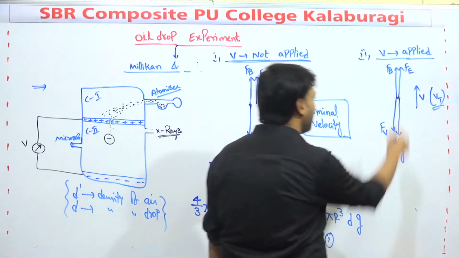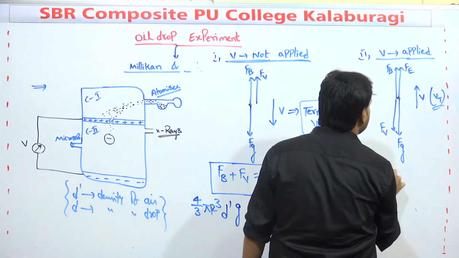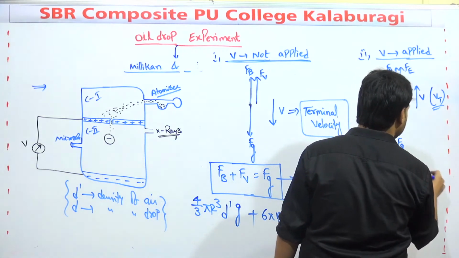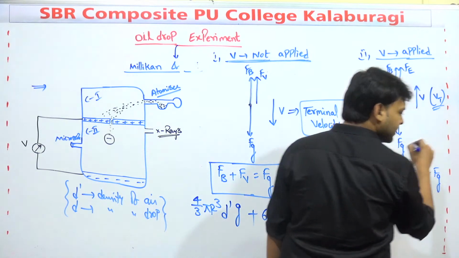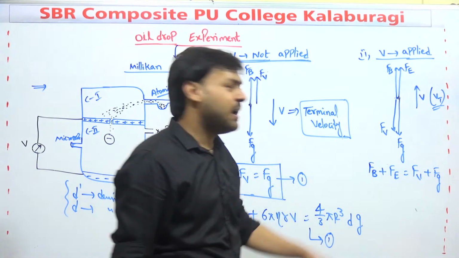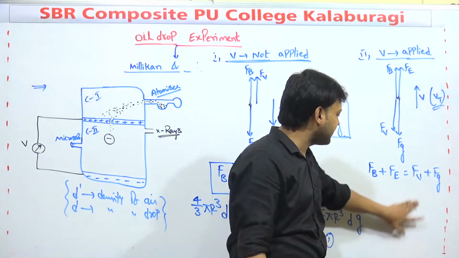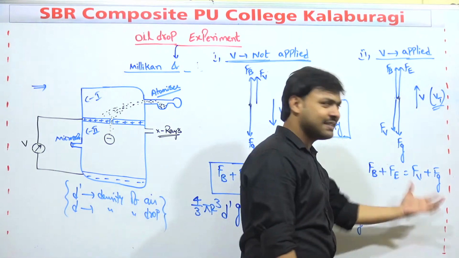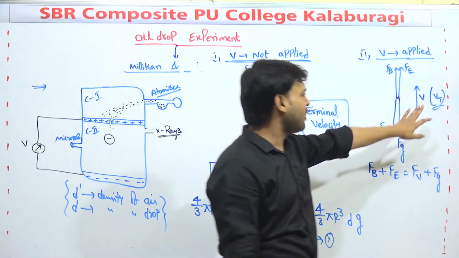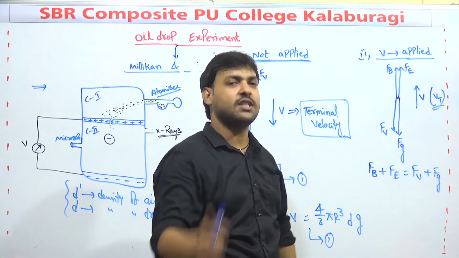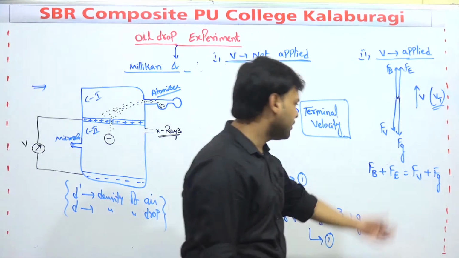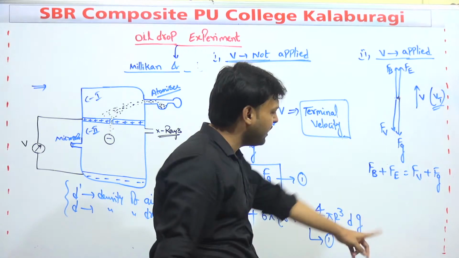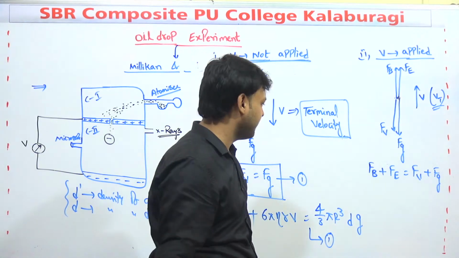Now what can I write? Buoyancy force plus electrostatic force equals viscous force plus gravitational force. So these balance each other such that the drop moves upwards with a constant speed. Constant speed in the sense the net force will be 0. Now try to substitute all the values and solve equations 1 and 2. We'll get the charge, right?